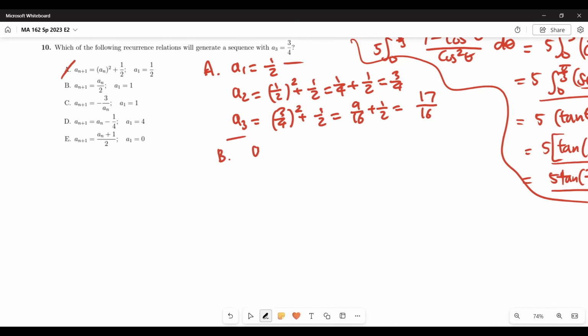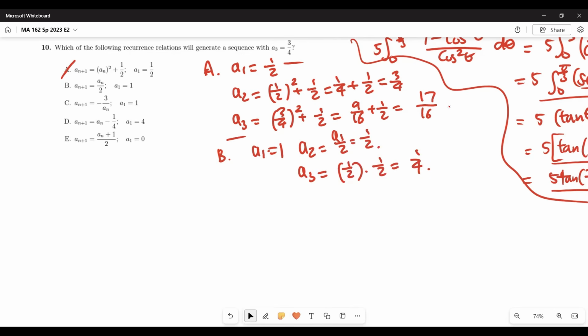B is A1 equal to 1. A2 is 1 over 2, because A1 over 2 is 1 over 2. A3 is 1 over 2 times 1 over 2, which is 1 over 4.